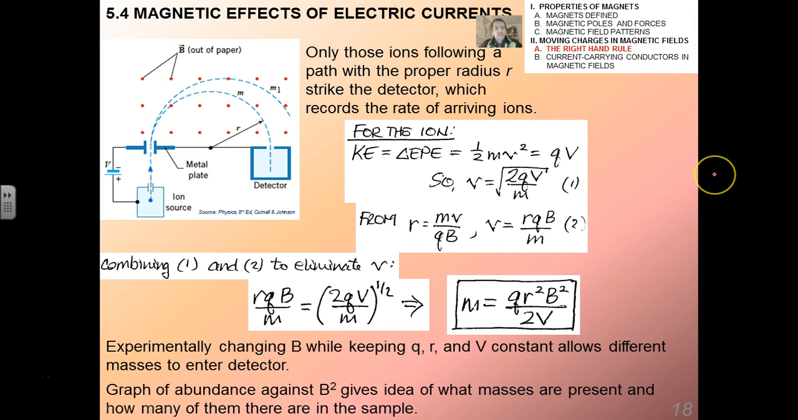Now, by experimentally changing B while keeping q, R, and V constant allows different masses to enter the detector. And if you graph the abundance against B squared, or the number of arriving ions against B squared, it gives you an idea of what masses are present and how many of them there are in the sample, okay?